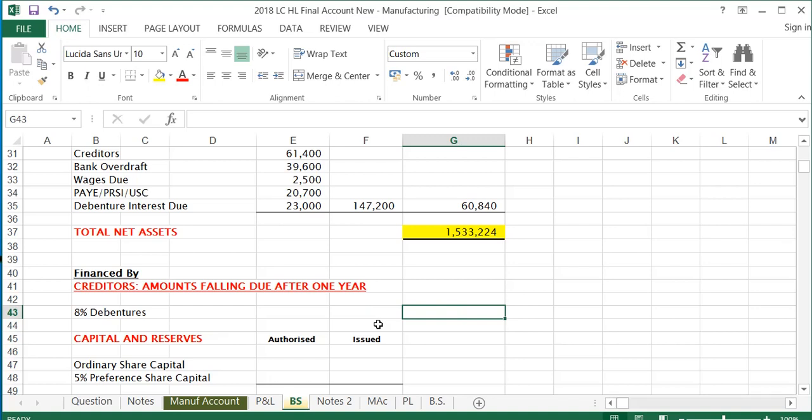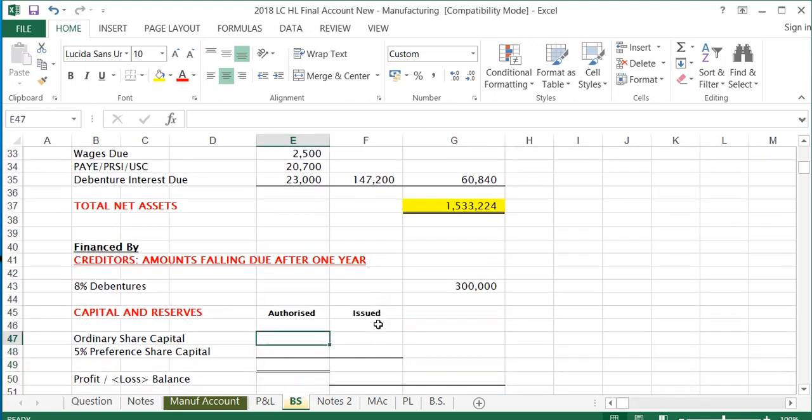Now to finish off the balance sheet, the first thing I'm going to have is my creditors due after 1 year, which is just my debentures, and that's coming directly from the trial balance of 300,000. Capital and reserves, I can see from the trial balance that my authorised share capital, so from the very top of the question, is 600,000 ordinary shares and 300,000 preference shares. That's from the very top of the question. Then from the trial balance, I can see that the issued share capital is 550,000 ordinary shares and the preference shares are 250,000.